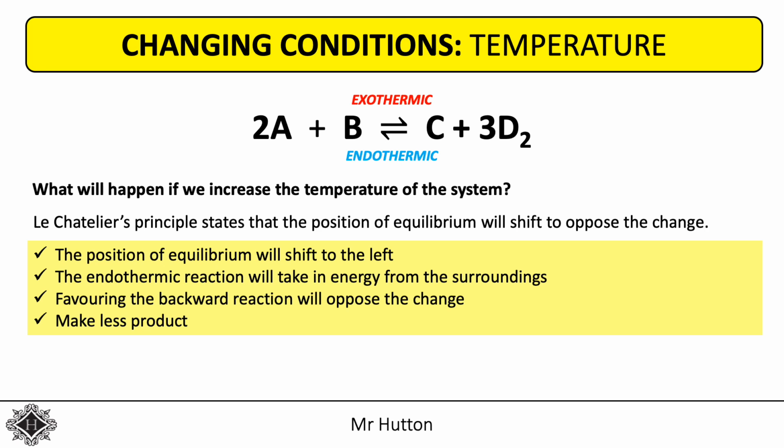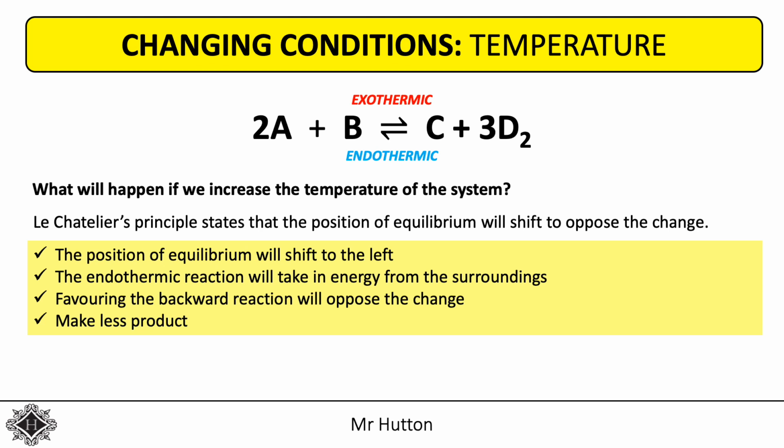So what's happened here? We've increased the temperature of our system, and we've got two reaction choices here. We've got an exothermic reaction, which gives off heat, gives off energy to the surroundings. So that's going to raise the temperature even more. Or we've got our endothermic reaction, the backwards reaction, which takes in energy from the surroundings and is going to reduce the temperature of our surroundings, so oppose the change.